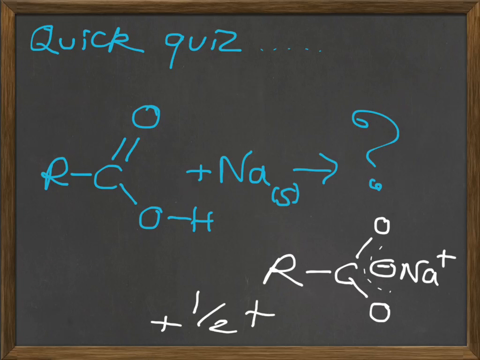If you wanted to name it, if the R group was an ethyl chain, it would be sodium ethanoate, or sodium propanoate or whatever. And we'll also get hydrogen gas with sodium metal, pure sodium metal.